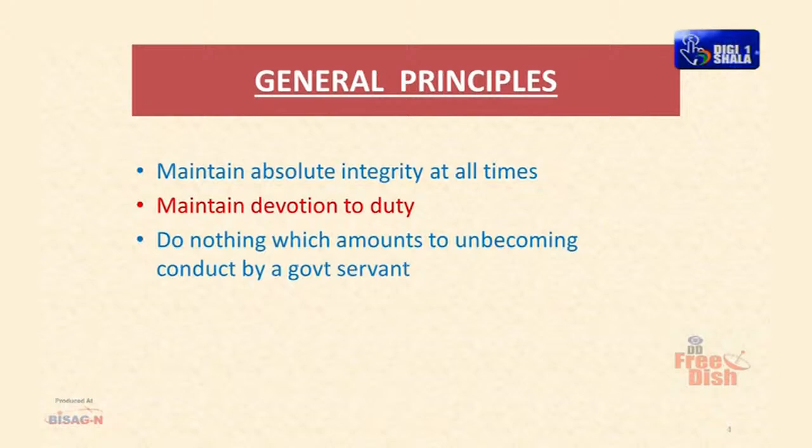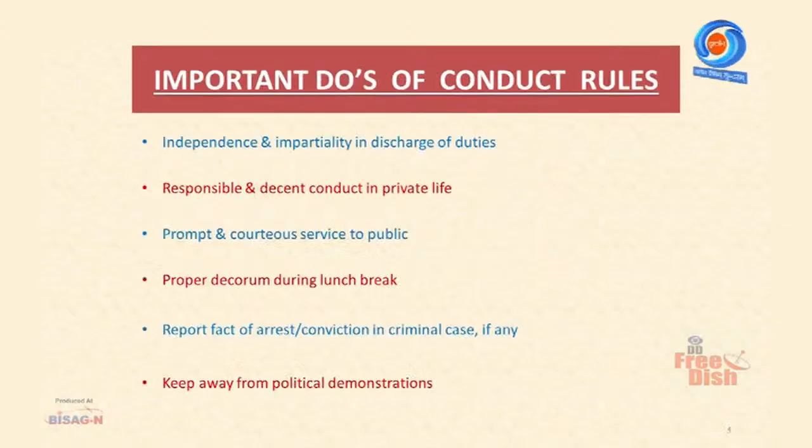It means he should behave in an appropriate manner. Even neglect of wife or family by a government servant amounts to unbecoming of a government servant. He should behave in an independent and impartial manner in discharge of his duties. His behavior in both public and private life should be responsible, courteous and decent. He should aim to resolve public concerns promptly. He should follow proper lunch timings and should aim to set an example to others.